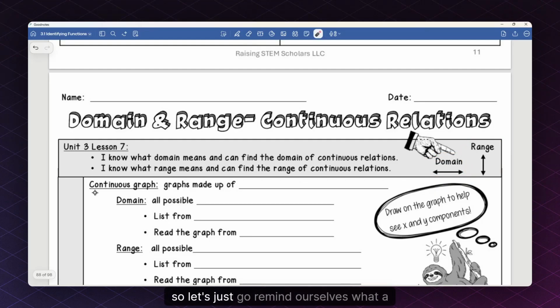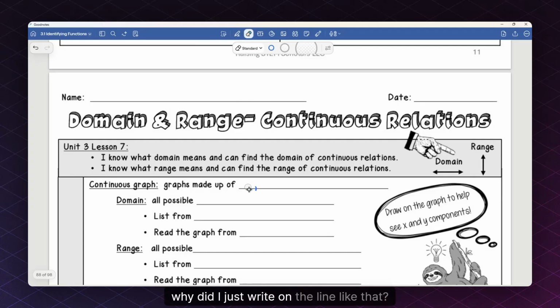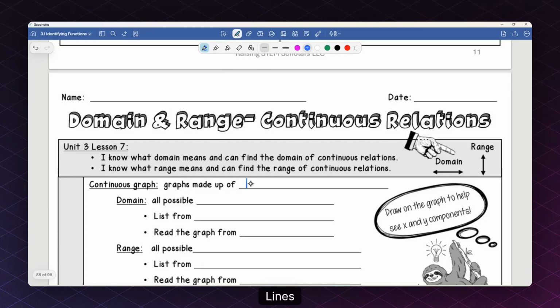Okay, so let's remind ourselves what a continuous graph is. A continuous graph is simply a graph made of lines or curves. The domain is going to be all x values, and you're going to list it from smallest to largest.